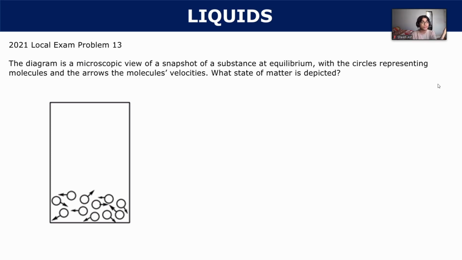I mean, the fact that we're talking about liquids should tell you what phase this is, but you can see from the diagram that the molecules are somewhat close to each other, and they can move around a little, and that's very characteristic of a liquid. And a liquid is the answer.